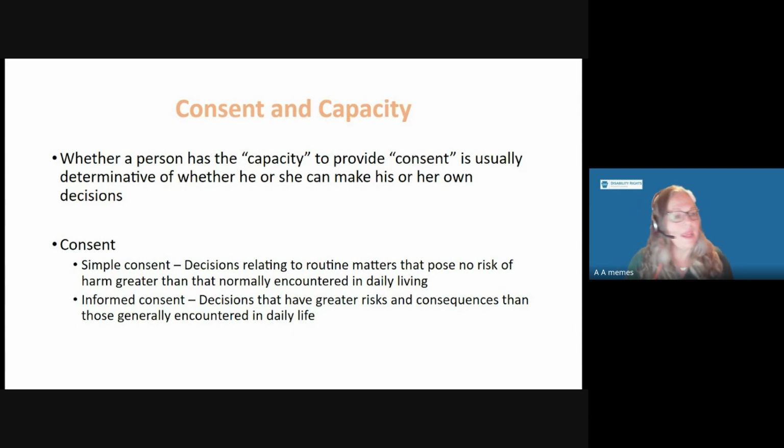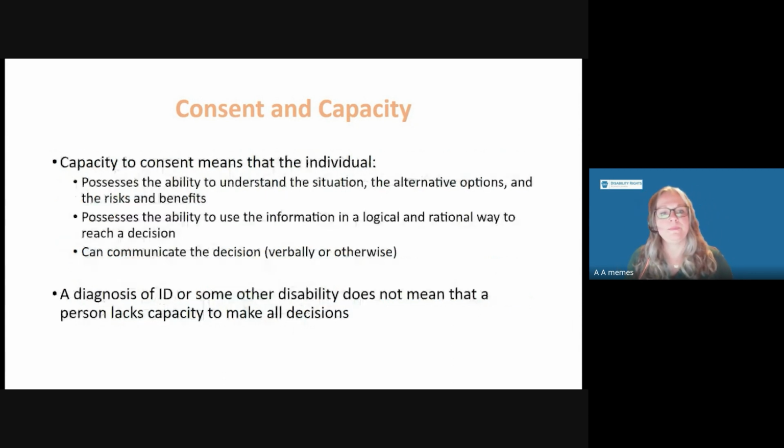You can go on to the next page. Okay, so now let's talk about capacity. Remember, I said the two words were that a person has capacity to provide consent. So what does capacity mean? And this is really relevant to the law that we're talking about here around decision making.